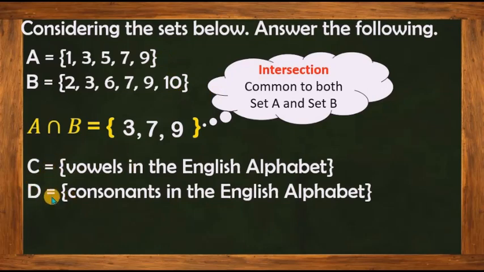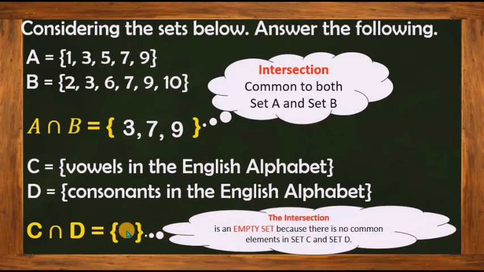Next, for set C and set D, as you can see, they are not listed, but they are being described. Set C are the vowels in the English alphabet, while set D are the consonants in the English alphabet. I know that you are familiar with the English alphabet. So vowels are A, E, I, O, U, and the rest are the consonants. So therefore, these sets don't have an intersection. It means our answer should be an empty set. Why empty? Because there are no common elements in set C and set D.